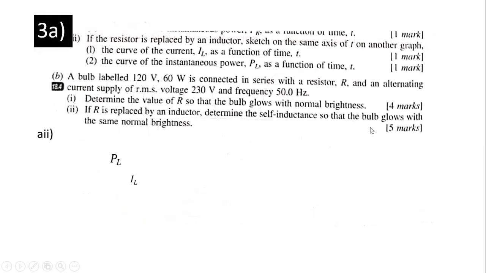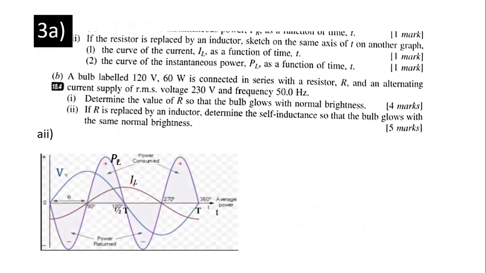If the resistor is replaced with an inductor, sketch on the same axis, on another graph, the curve of current as a function of time, and the curve of instantaneous power as a function of time. That's all.